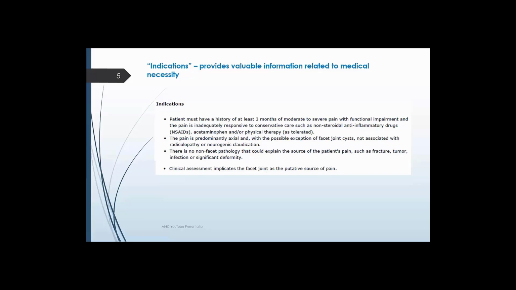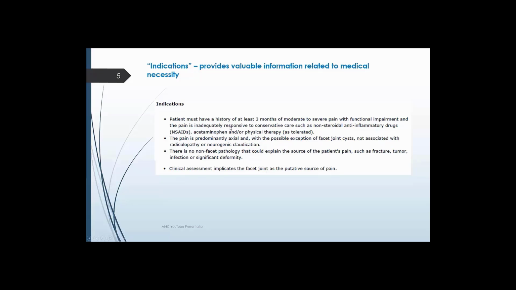So in this particular facet joint injection LCD, it says the patient must have a history of at least 3 months of moderate to severe pain with functional impairment and pain inadequately responsive to more conservative care, such as non-steroidal anti-inflammatory drugs, or NSAIDs, acetaminophen, or physical therapy. So that has to be documented in the record. And if it isn't, I know that chances are, as I proceed, I may not meet all of the requirements for medical necessity.